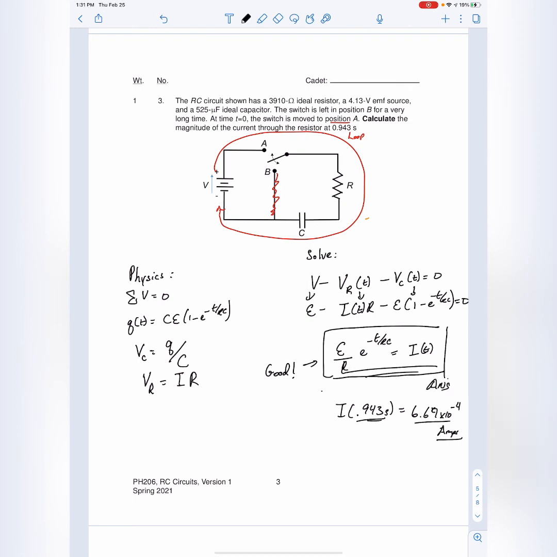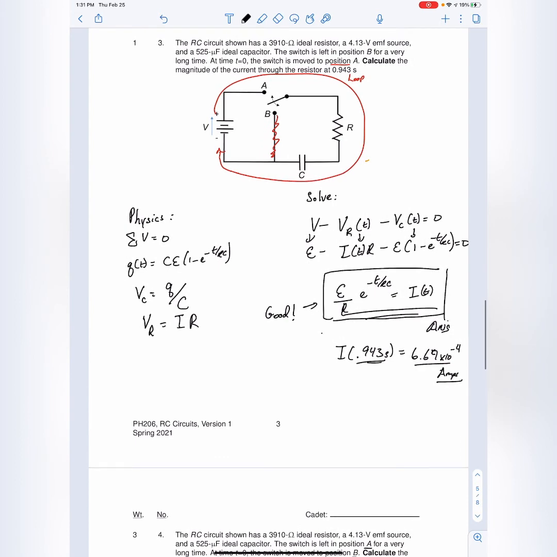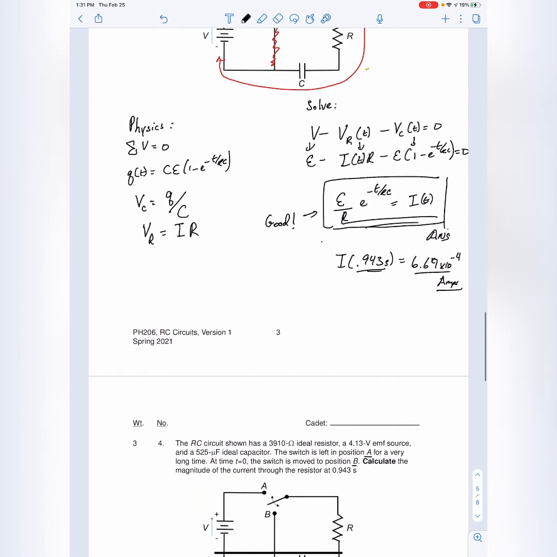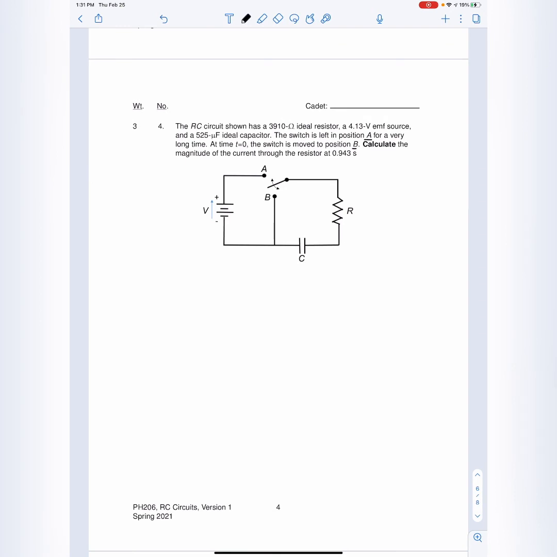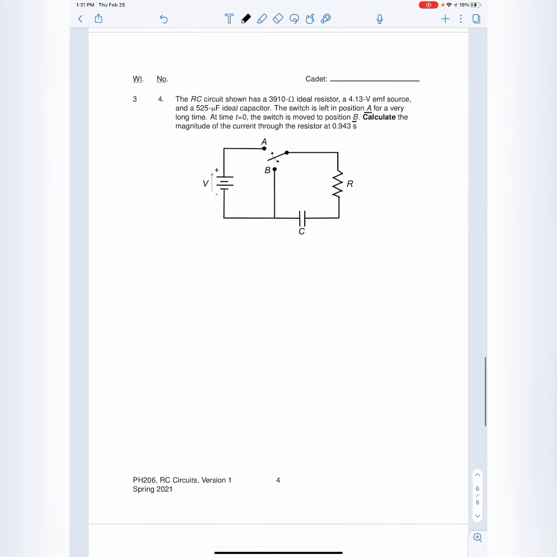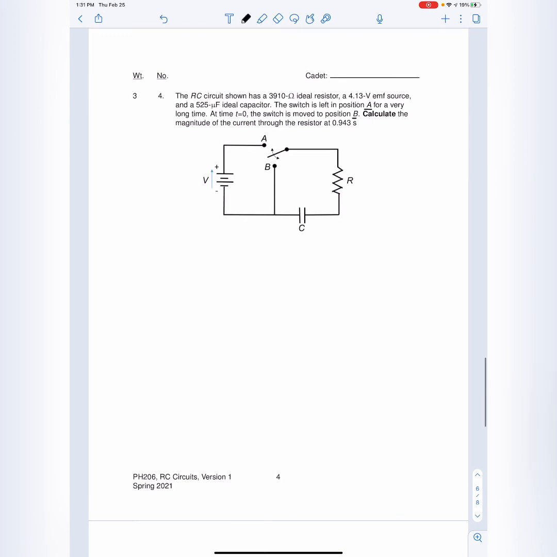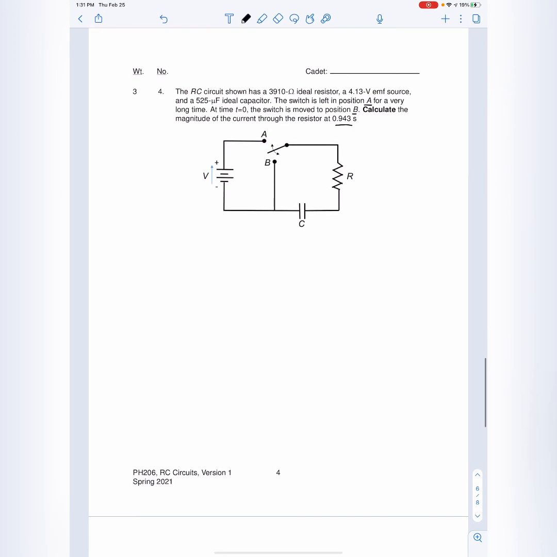Because remember, in physics, we care more about the process than we care about the answer. In this one, it is very simple. Instead of focusing on charging, notice now that it is discharging. So what is the equation for a discharging capacitor? And analyze from there what is the current at 0.943 seconds.